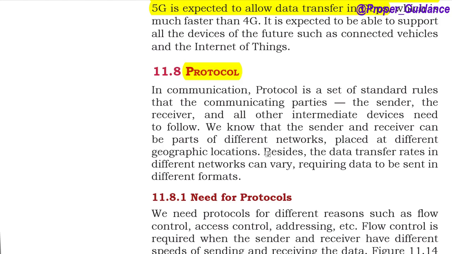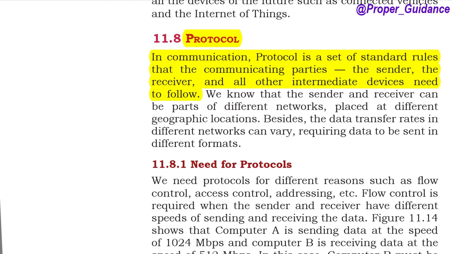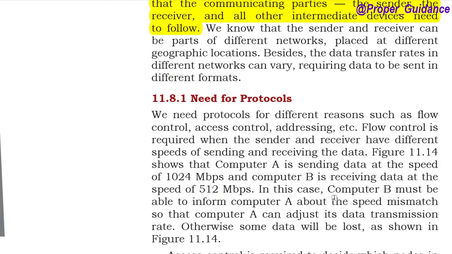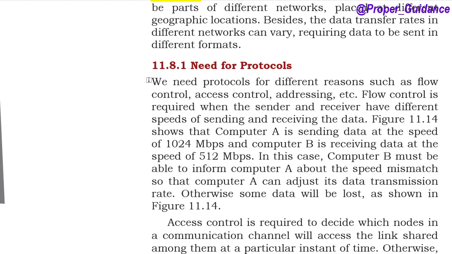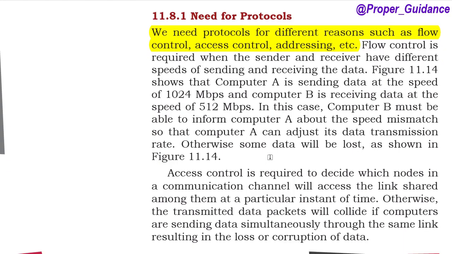Now protocol. Protocol means some rules and regulations. In communication, protocol is a set of standard rules that the communicating parties, the sender, the receiver and all other intermediate devices need to follow. We know that the sender and receiver can be parts of different networks placed at different geographical locations. Besides, the data transfer rates in different networks can vary, requiring data to be sent in different formats. Need for protocols. We need protocols for different reasons such as flow control, access control, addressing, etc. Flow control is required when the sender and receiver have different speeds of sending and receiving the data.